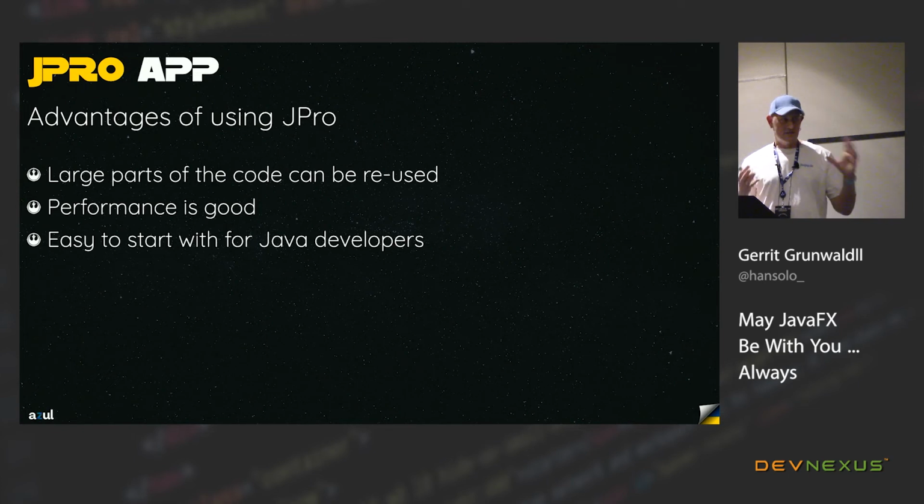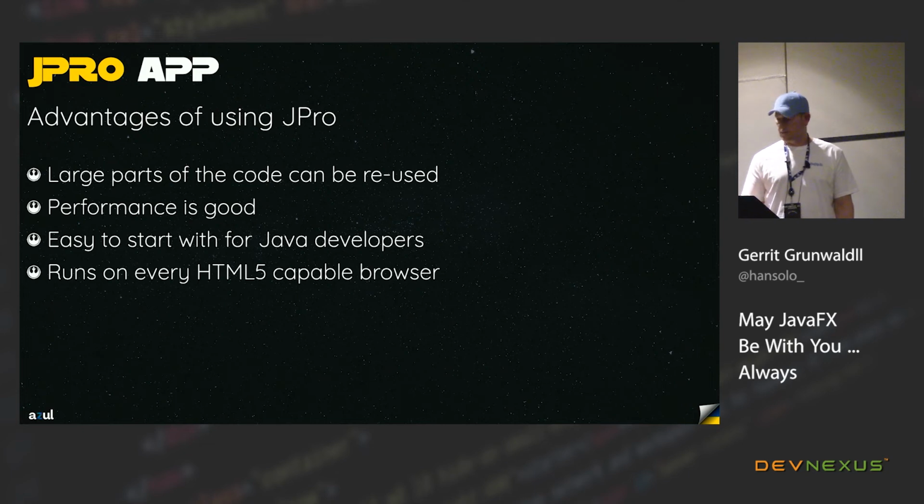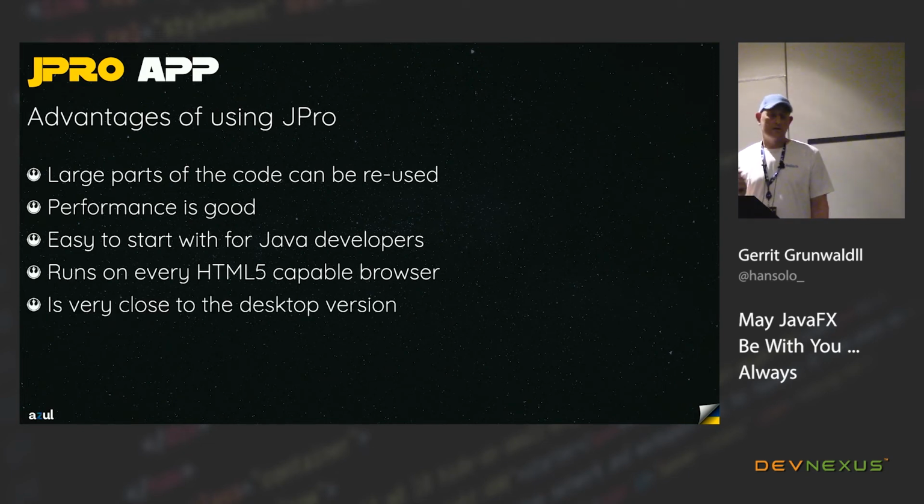The problem is the scene graph. People coming with Swing experience don't really read through or understand how the scene graph works. They just put everything on the scene graph, creating nodes during runtime and all that, and then they mess up the whole system, and it gets slow, and then they blame it. It's just because you don't know how it works, right? It's a different approach. So yeah, it's easy to start with for Java developers. It runs on nearly every HTML5 capable browser, and it's very close to the desktop system. You saw it's just the dialogues that don't really work the same way.